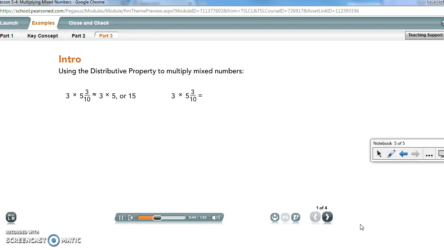Then what you do is break 5 and 3/10 into 2 parts: 5 plus 3/10. And here comes the fun part. Now you apply the distributive property. 3 times 5 plus 3 times 3/10 equals 15 plus 9/10, or 15 and 9/10.